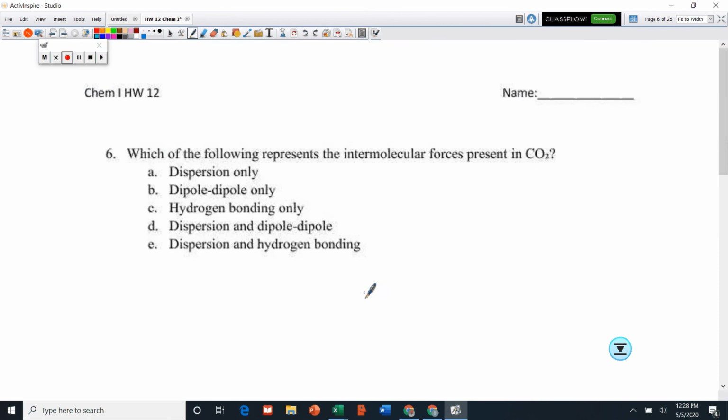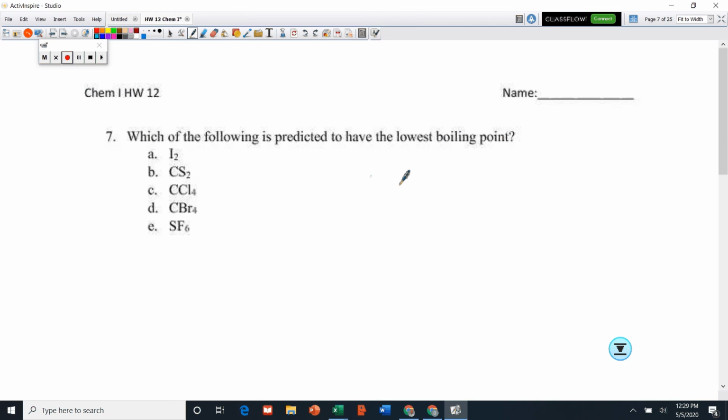All right, moving on. Number 6, which of the following represents the intermolecular forces in CO2? Now, if you remember from last unit, CO2 is drawn like this. And what I'll tell you about this molecule is it's completely symmetrical. So that means it is nonpolar. So since this is a nonpolar molecule, which force or forces can it have? All right, going in here, predict the lowest boiling point.